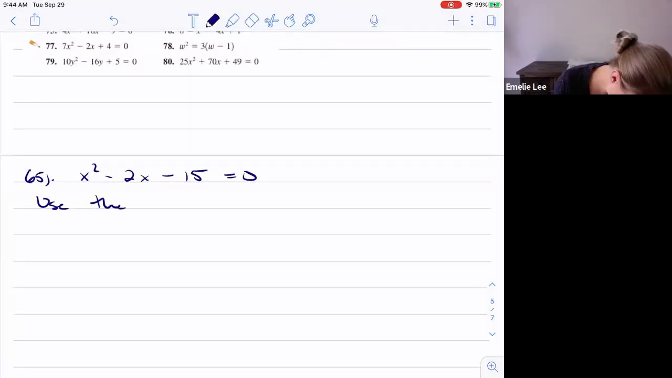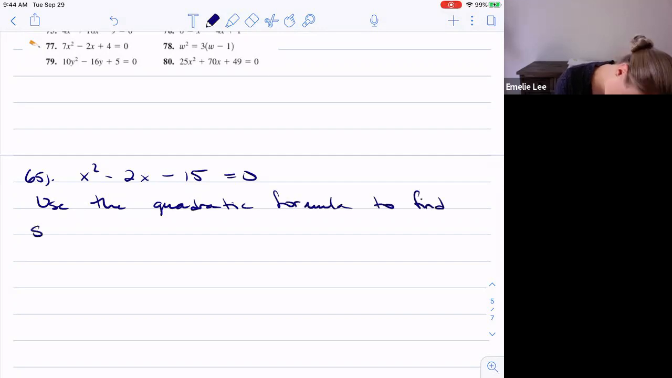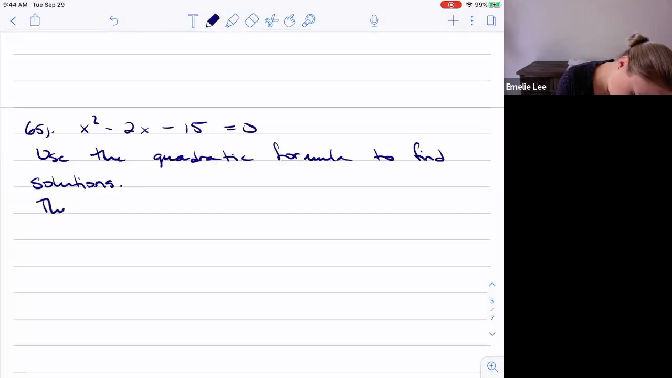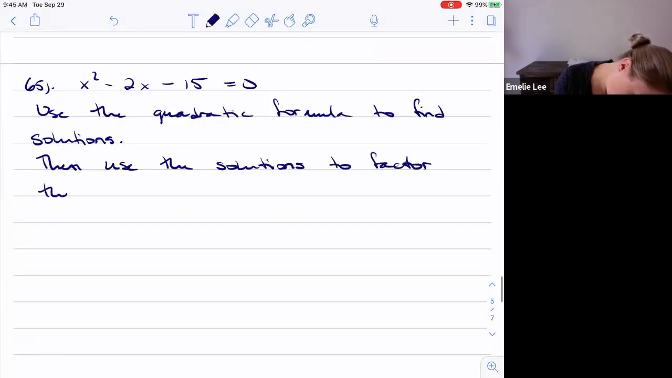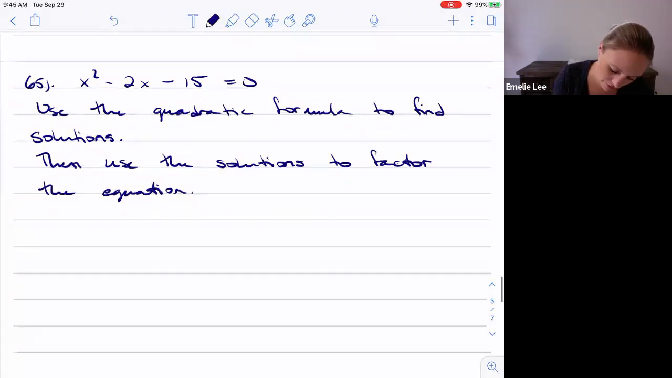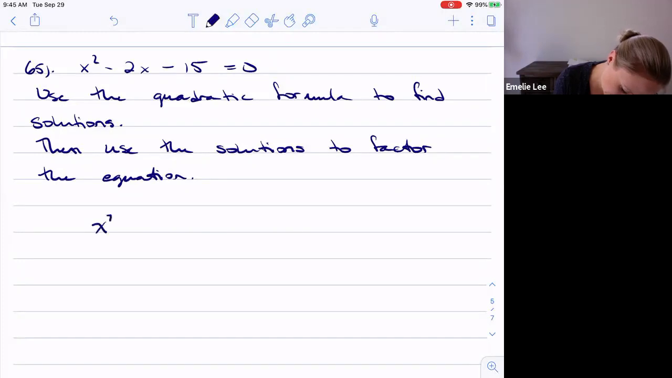Okay. Use the quadratic formula to find solutions, then use the solutions to factor the equation. So we've got, let me write it out again, x squared minus 2x minus 15 equals 0.